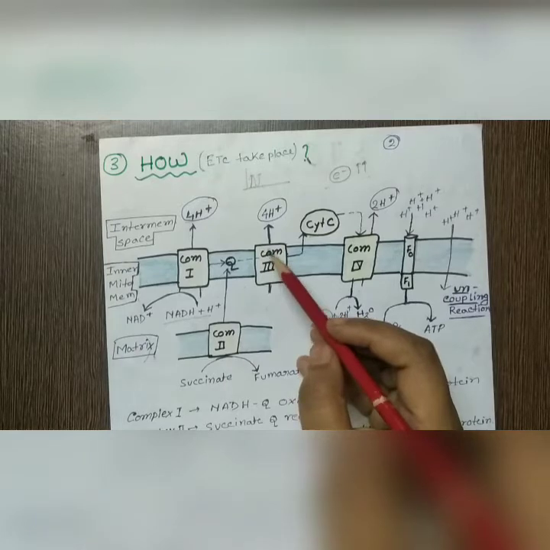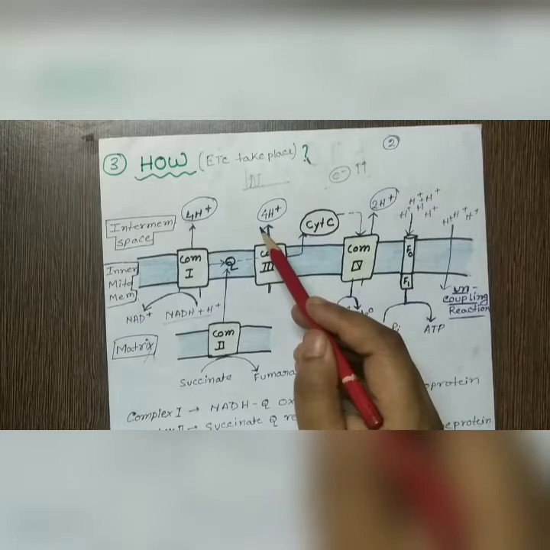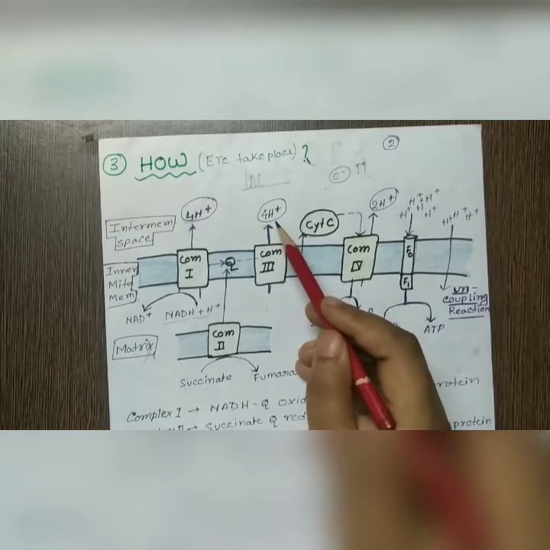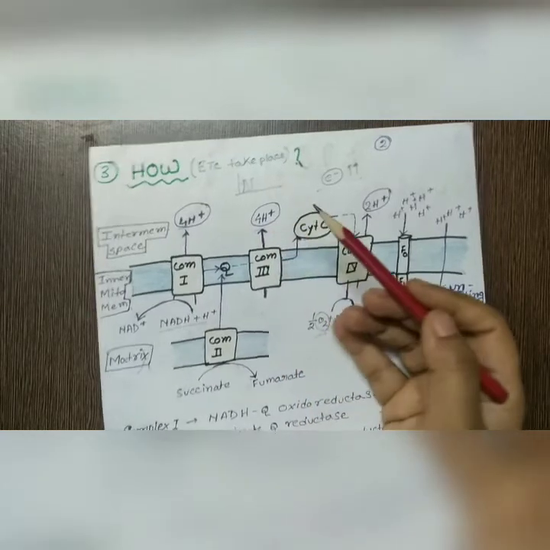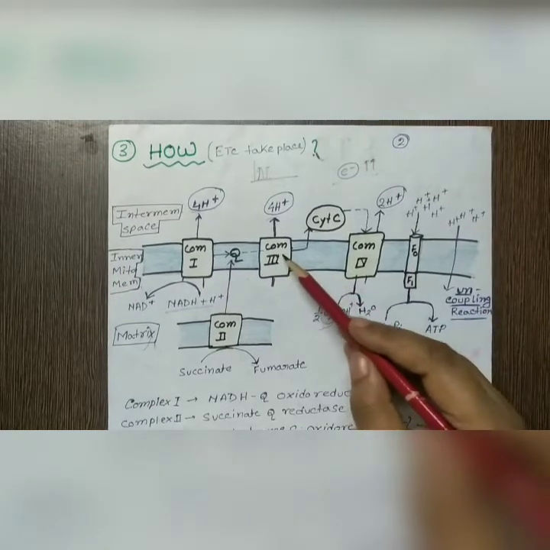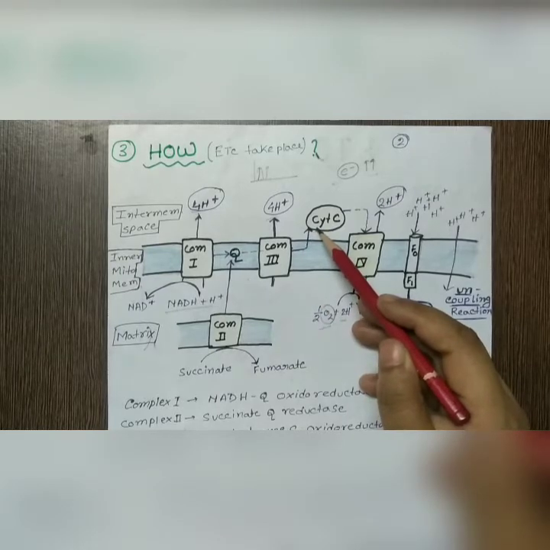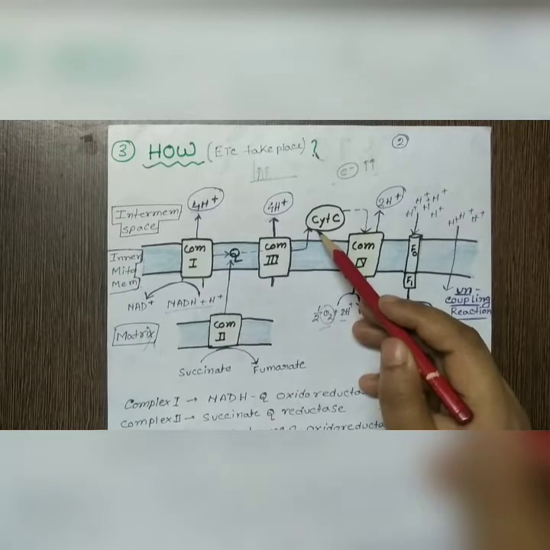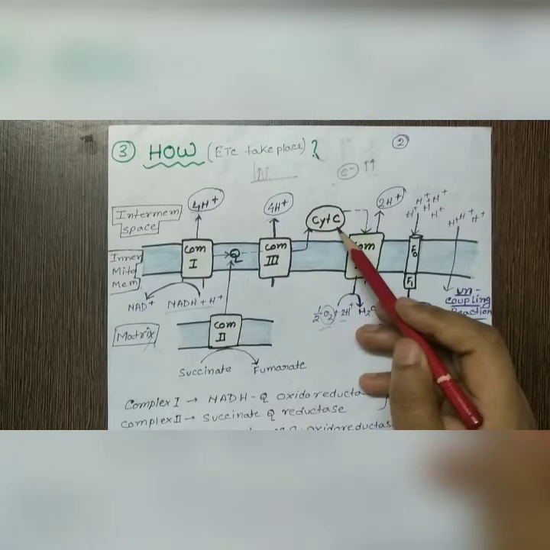You also know that if we extract an electron from hydrogen, then it becomes a proton, right? So proton is expressed like hydrogen plus. We all know that from chemistry. Then this electron now goes to cytochrome C. Cytochrome C is also a transporter protein, right? So when the electron goes to cytochrome C, this is actually a soluble protein.